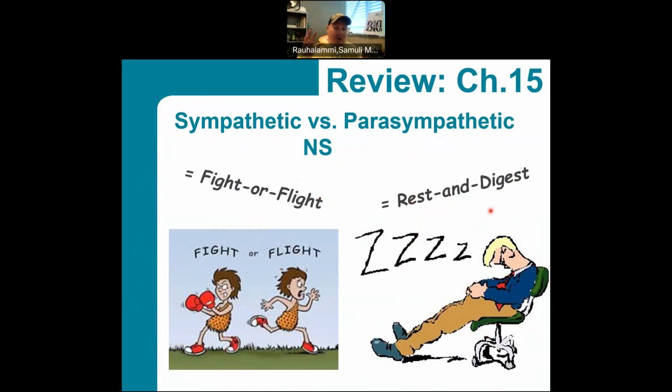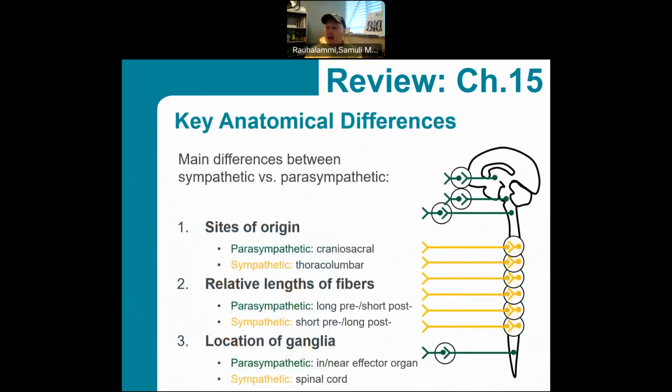I think that gives you a good nutshell idea about these two branches of the autonomic nervous system. What's interesting to me when we're talking about the sympathetic and parasympathetic nervous system is that it's not just physiological differences that we see between these two branches. We actually also see a lot of anatomical differences, both in terms of what site these nerve fibers originate from.